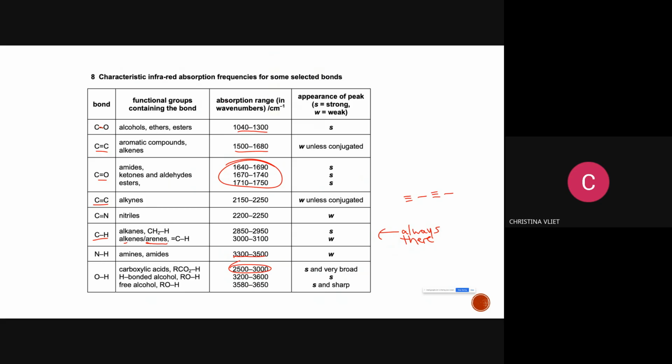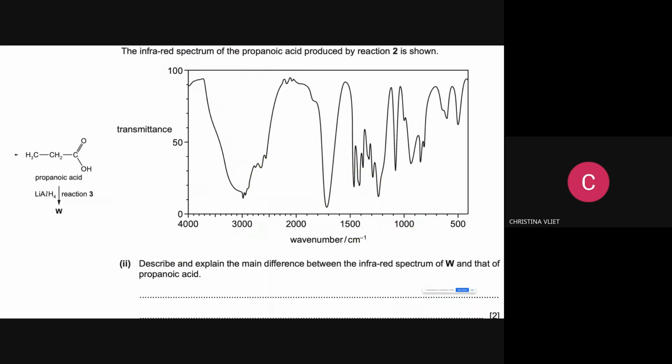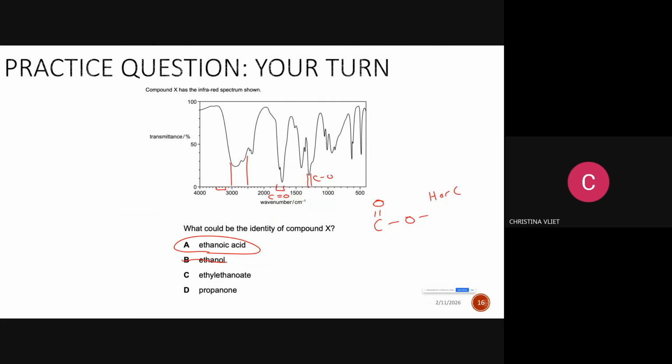Doesn't it say that here? If it's an alcohol, it's the 3200 to 3600. If it's a carboxylic acid, it's between 2500 and 3000. Oh, yeah, this thing. Do you have a very broad 2500 to 3000? Yes, this is a carboxylic acid. And so the correct answer here that they expected you to come up with is that this is a carboxylic acid. Because of this right here. This was the OH of the carboxylic acid. Right there.